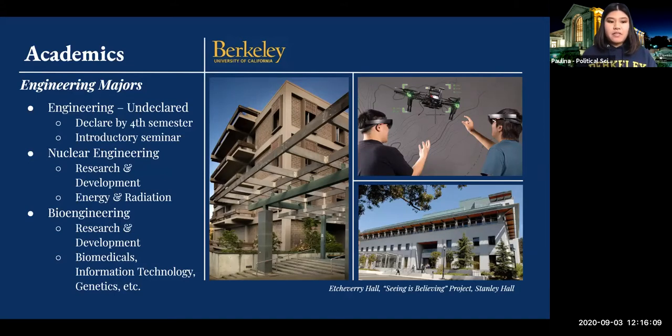So the first major that we have is actually Undeclared. Basically, you enter into the College of Engineering without having declared any of the other majors. This gives you a little bit more leeway in exploring the options as far as engineering classes and things like that. You do have to declare by the fourth semester, but that gives students who aren't sure what specific area of engineering they want to study a little bit of time to test out the waters and see what works best for them. There are also introductory seminars for these undeclared engineering majors to help them with that exploration. So if that is something you're interested in, I highly recommend that.